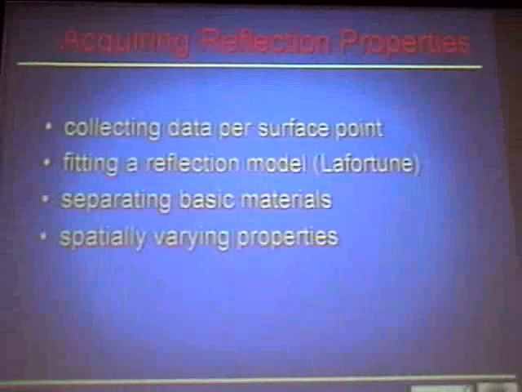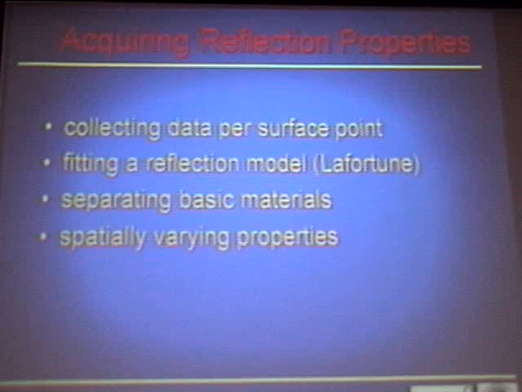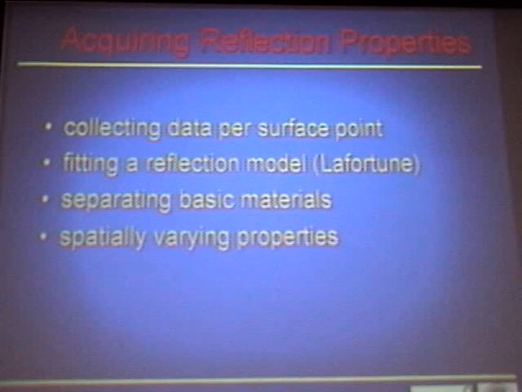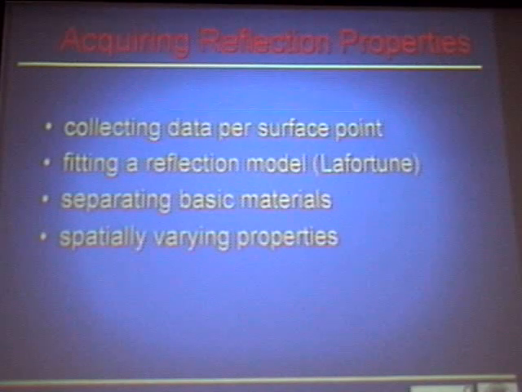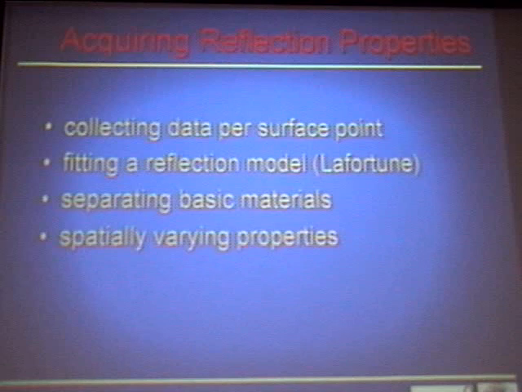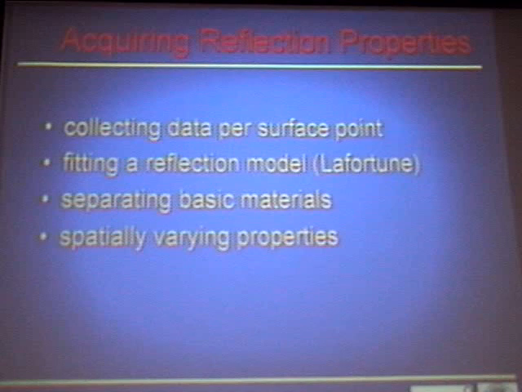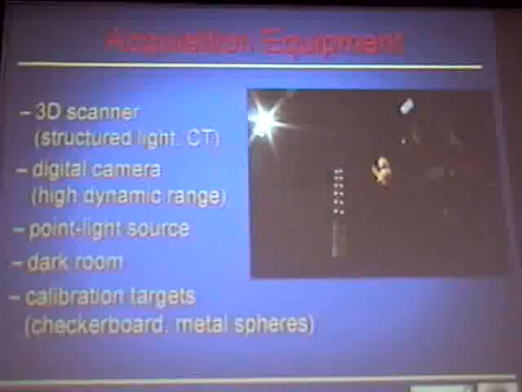So I'll be very brief here. Basically, we're collecting for each point on the surface certain data. Then we fit a certain reflection model to the data. Then we run some variant of Lloyd iteration to separate the basic materials. And then in the end, represent each point on the surface in the basis that we get by this decomposition into clusters, and thus are able to have a spatially varying BRDF at each point on the surface.